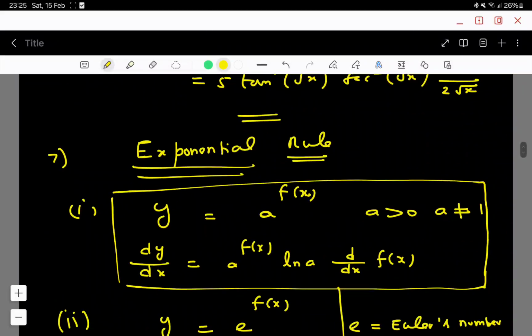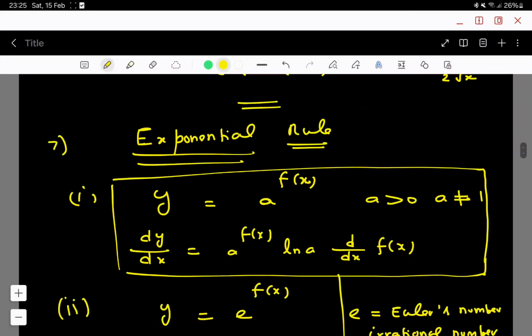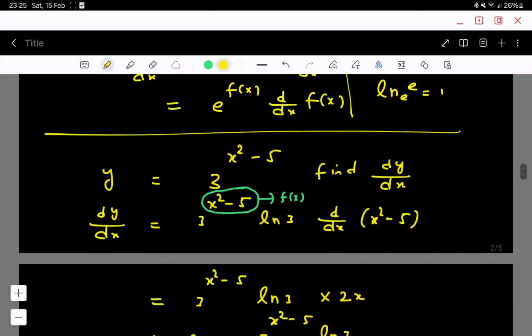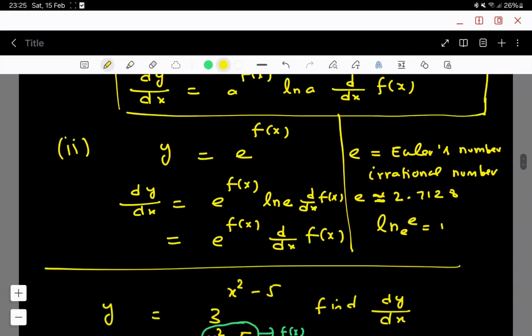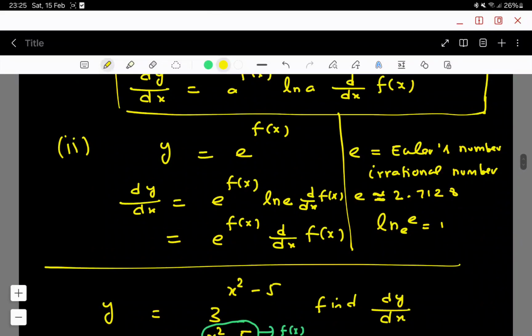Next one is the exponential rule, a power f of x or e power f of x. Both are exponential. In both exponential functions, the base is constant and the power is variable. To differentiate e power f of x, write e power f of x as it is, again differentiating f of x only. If any function comes in e power, we follow this rule.